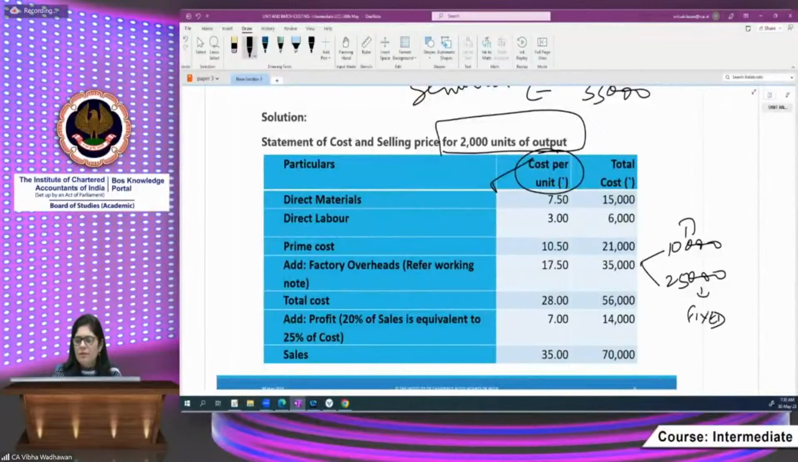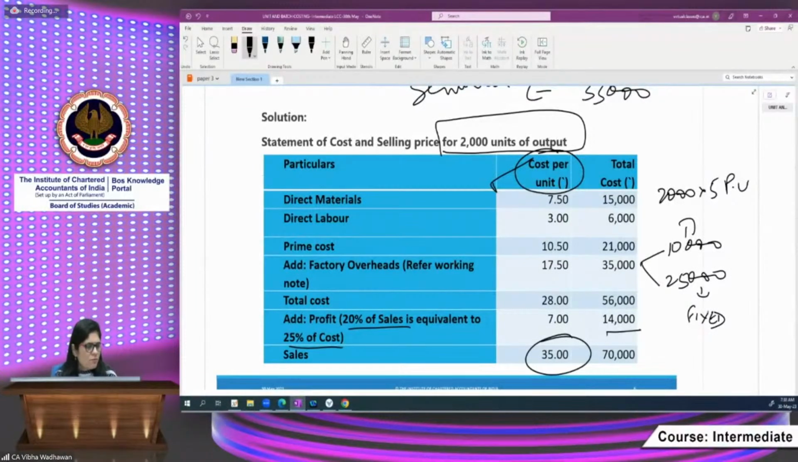And variable was 2,000 into 5 per unit, which we have calculated. 5 per unit, we calculated the variable portion in semi-variable. And so 2,000 into 5 and 25,000 was the fixed cost. Total cost, so 20% of sales is equivalent to 25% of cost. You get the profits, 14,000, sales is 70,000 and selling price is 35 per unit.